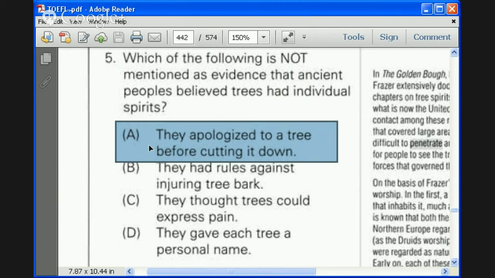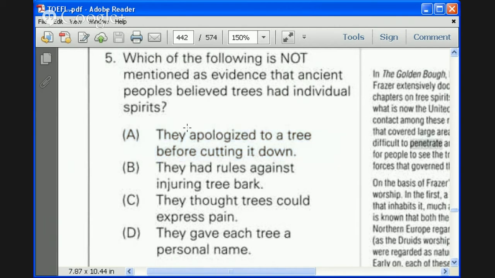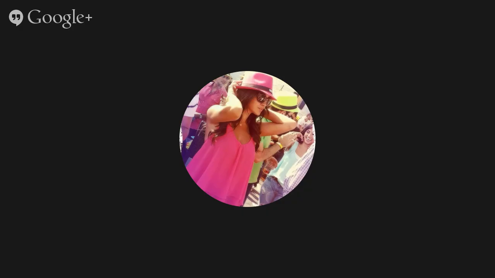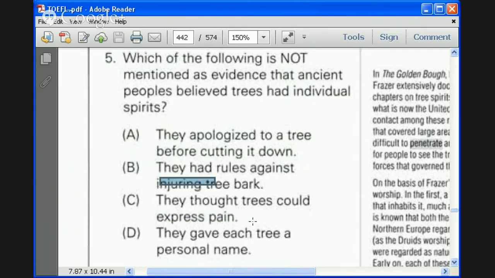And I really won't know I have the right answer until I find 3 things that are in the passage. This is going to involve me looking at a keyword. They apologized. Now, I do remember. Do you remember where to look for this? They apologize, injuring, express pain.